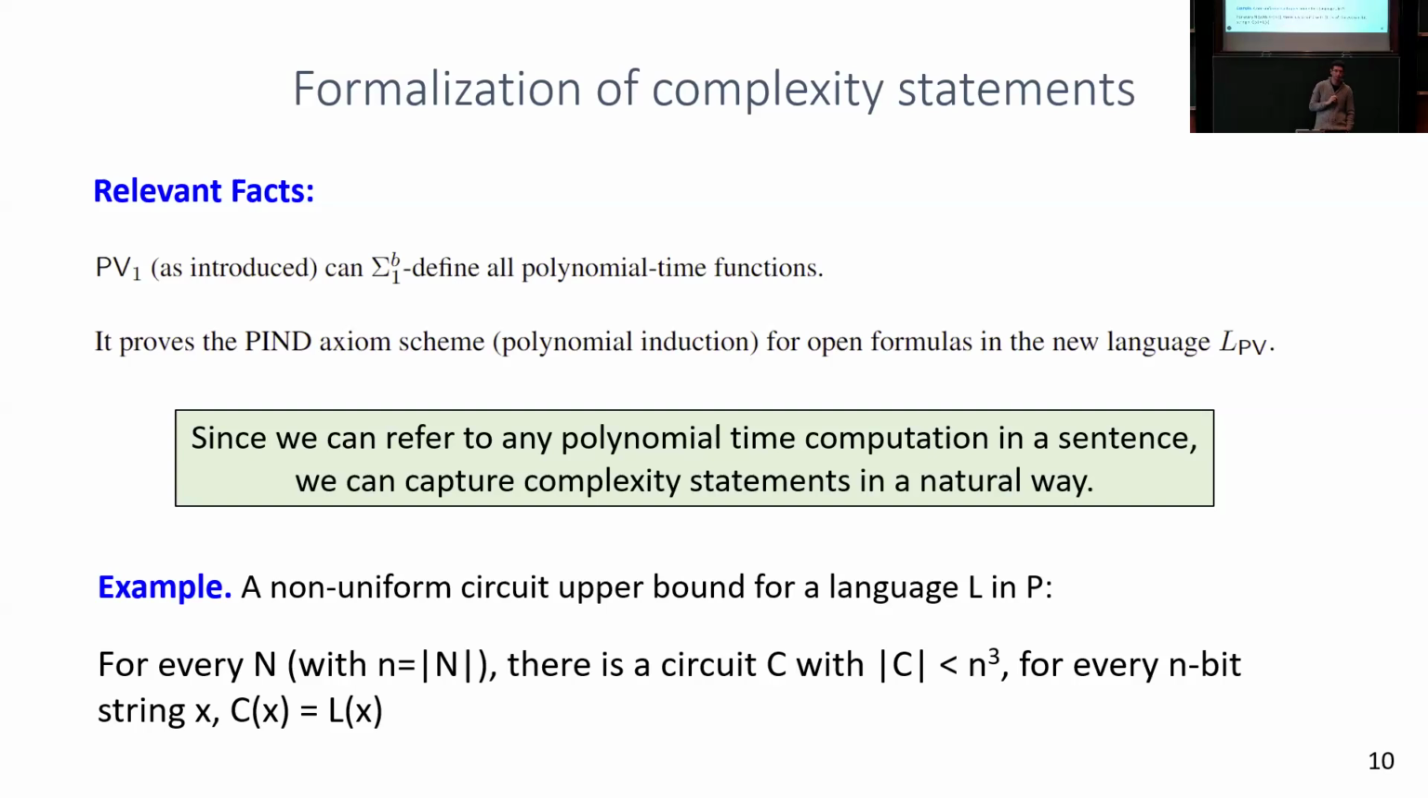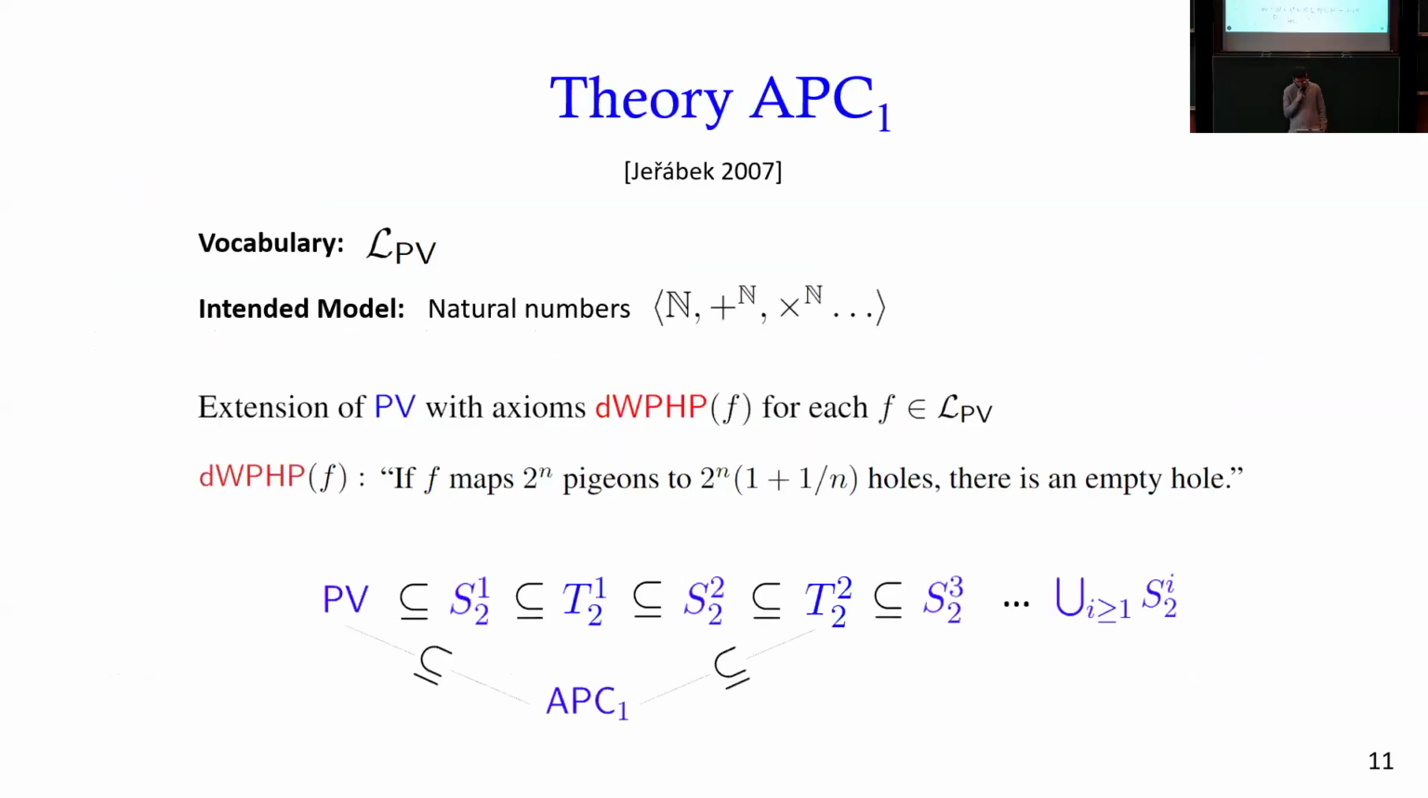More questions? All right. There's another theory that is important called APC1. It stands for approximate counting. And here, the only difference is that we take this PV that I have just introduced. By the way, I'm using PV and PV1; these are the same thing. So we take this theory PV we have just discussed.